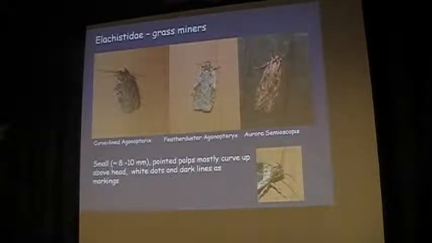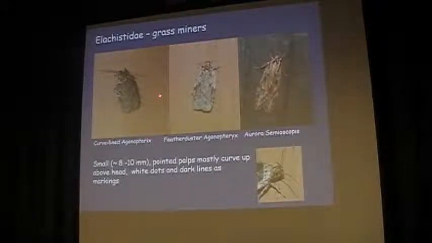So these are some of the ones that are also down near your lawn that you pick up when you walk through your lawn or other grassy areas. They're small, only about 8 to 10 millimeters. They're just little guys. They have pointed palps. Can everybody see this picture right here? The palps start from underneath and then they loop up over their head. They're little curved, pointed structures that go over their head. So that's pretty diagnostic for this family.